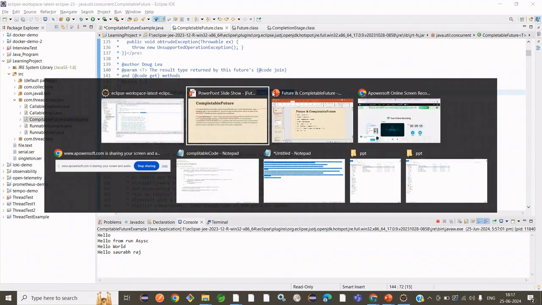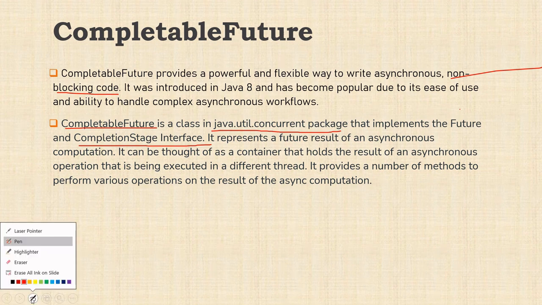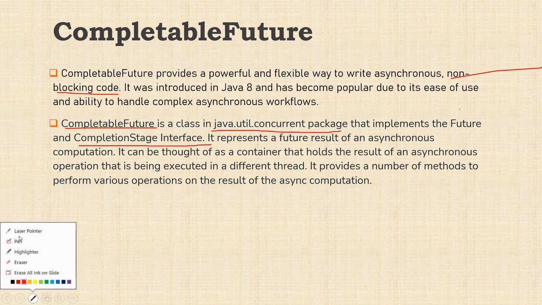Let's move to our next topic. It represents the future result of an asynchronous computation. It can be thought of as a container that holds the result of an asynchronous operation that is being executed in a different thread. It provides a number of methods to perform various operations on the result of the async computation. Let's move on to the next topic.